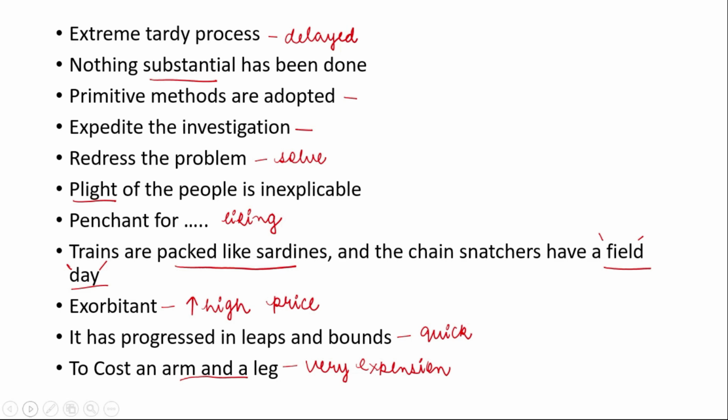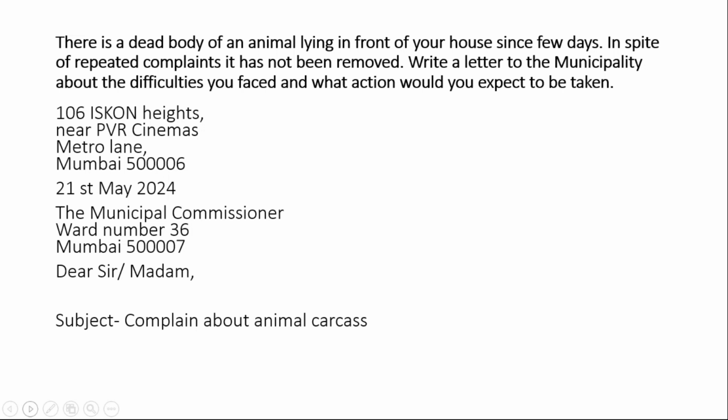Okay, so now here is a sample answer that I have written for a formal letter. First, let's read the question. There is a dead body of an animal lying in front of your house since a few days. In spite of repeated complaints, it has not been removed. So you have complained before this also and still the problem has not been redressed. Write a letter to the municipality about the difficulties you faced and what action you would expect to be taken. So I have to talk about difficulties and what action to be taken. So I have to write to the municipality.